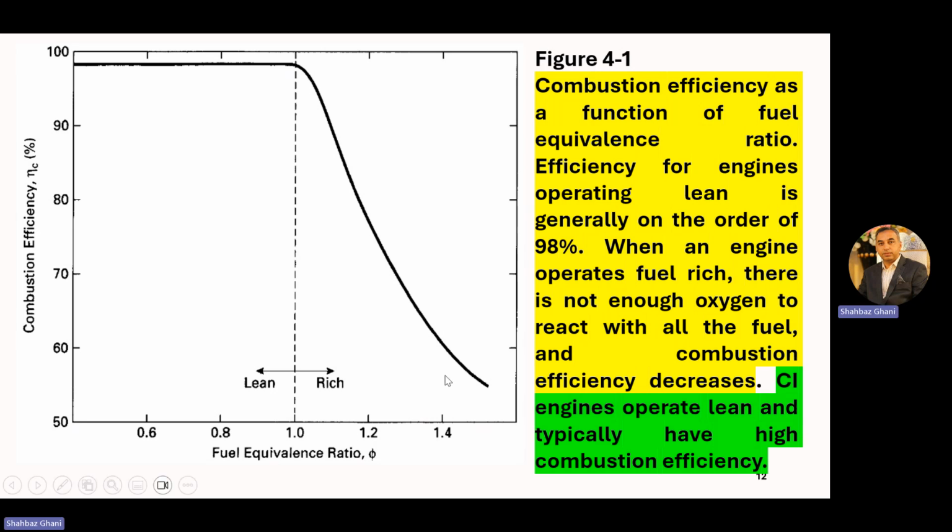But in the rich region, we have less oxygen, so the end products will be carbon dioxide plus water vapor plus carbon monoxide and some fuel particles in the exhaust. CI engines normally operate in the lean region, whereas SI engines operate from about 0.9 to 1.2. So in this region your SI engine operates, and the CI engine usually operates in this lean region, less than 1.